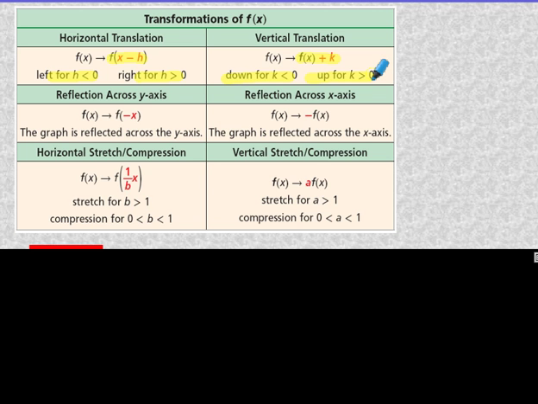Reflection across the y-axis, horizontal translation. Replace x with negative x. Reflection across x-axis, which is vertical. You put a negative in front of the function equation. Horizontal stretch, so a stretch of b is you're going to replace x with 1 over b. So remember, this is the reciprocal of the actual function compression or stretch. And for vertical, you're going to multiply the function equation by a.